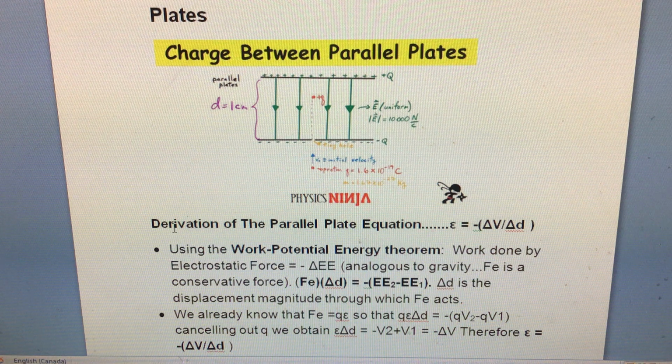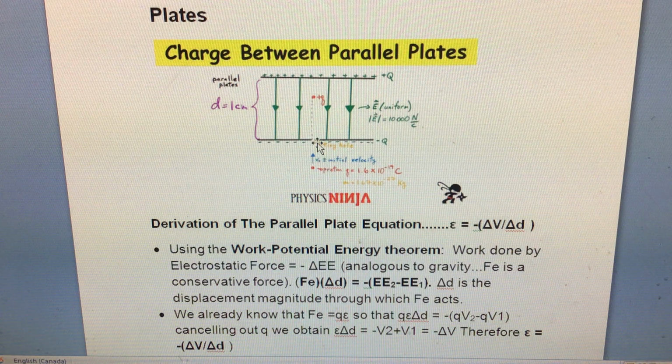It's called the derivation. What I'm doing here is deriving the parallel plate equation. I'm using squiggly E to symbolize the electric field, and it's equal to negative the potential difference between the two plates divided by delta D, which is the charge separation.